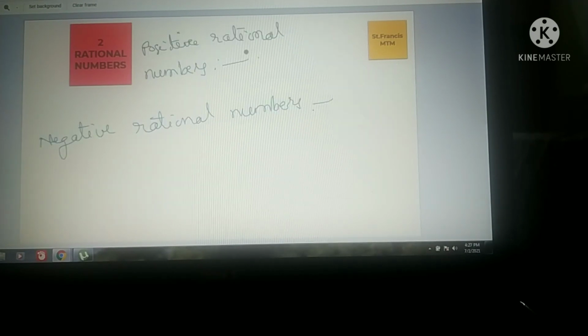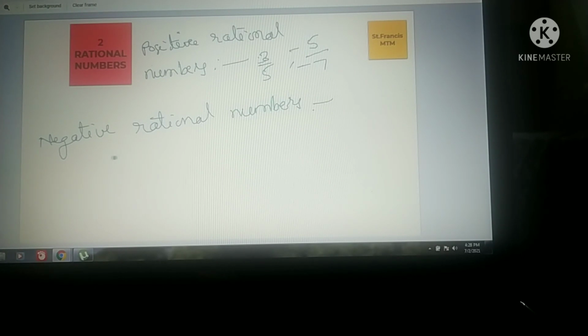In rational numbers also we have positive rational numbers and negative rational numbers. Positive rational numbers means you can have a plus sign in both the numerator and denominator. Also you can have a minus sign in both the numerator and denominator. These types of fractions come under positive rational numbers. You can have both. These types of rational numbers are called positive rational numbers.